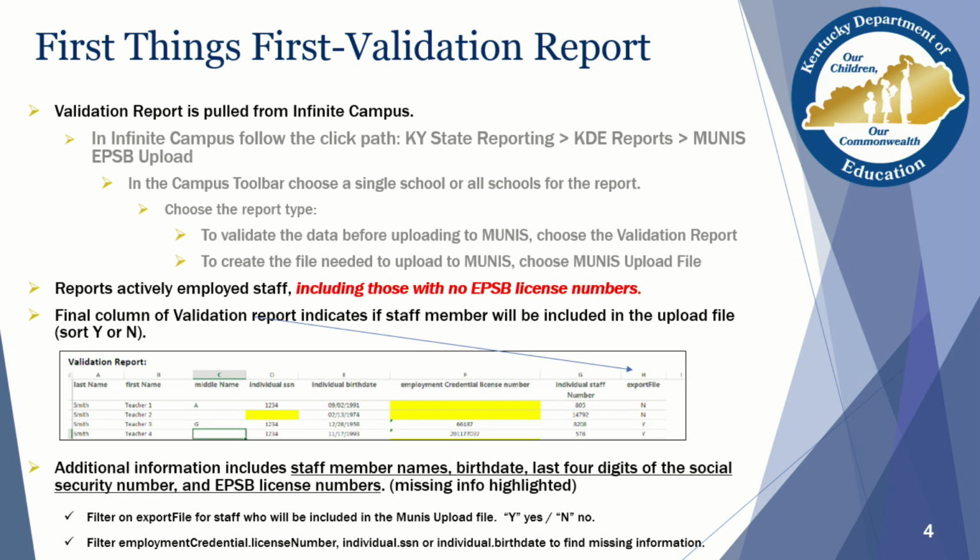As you can see, this is an actual sample of what the validation report looks like. You can see that the final column will give you an N or a Y, which represents whether or not that file is going to upload to the ID import report. If you have an N, that means it is not going to import and you're missing an EPSB ID number. That is the only thing the N represents. But you will also want to sort for the birth date and the Social Security number, because those have to be in those fields and have to match when you pull that ID import report, because that's what's going to match when you pull it over to Munis.